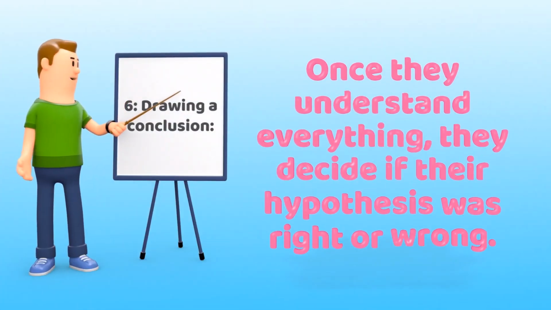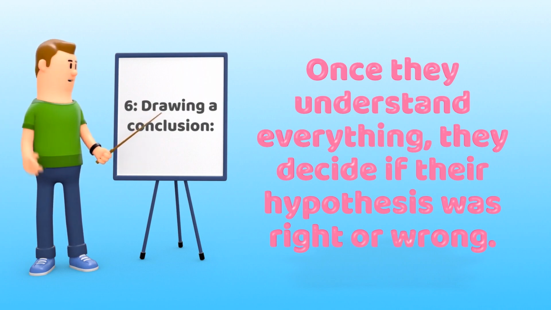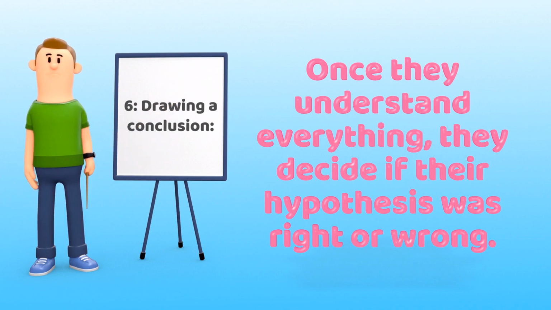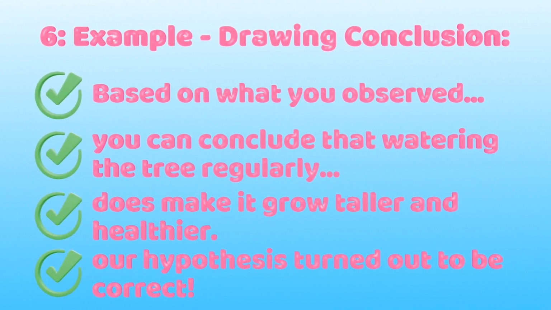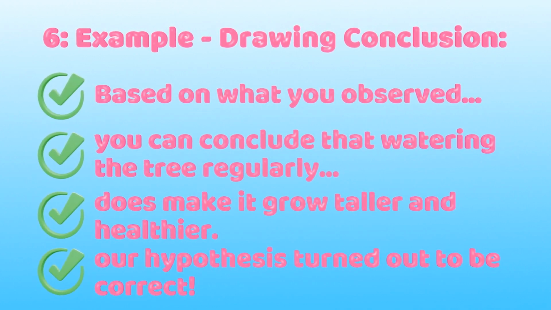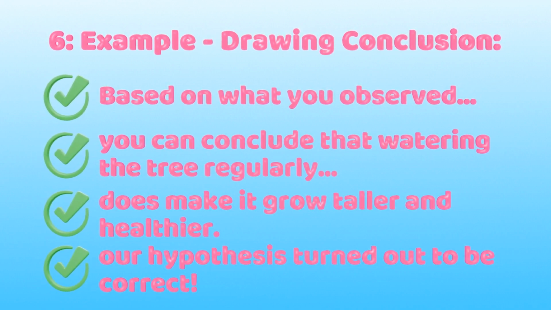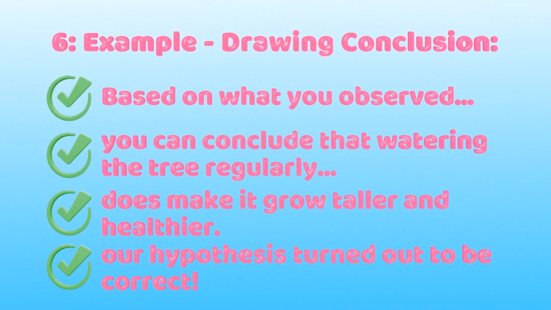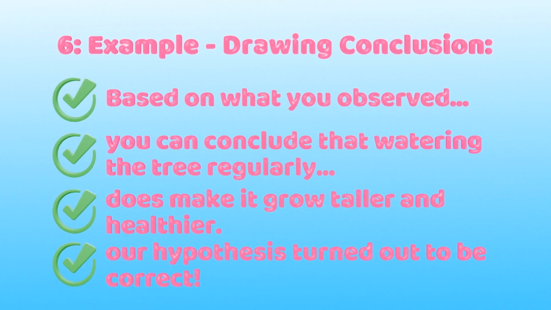Once you have finished your data analysis and interpretation, you will come now to the sixth step, which is drawing a conclusion. This is actually deciding whether your hypothesis is wrong or correct. Now, based on what you observed in our experiment, we can draw a conclusion that watering a tree regularly makes it grow taller and healthier. Therefore, your hypothesis is correct.